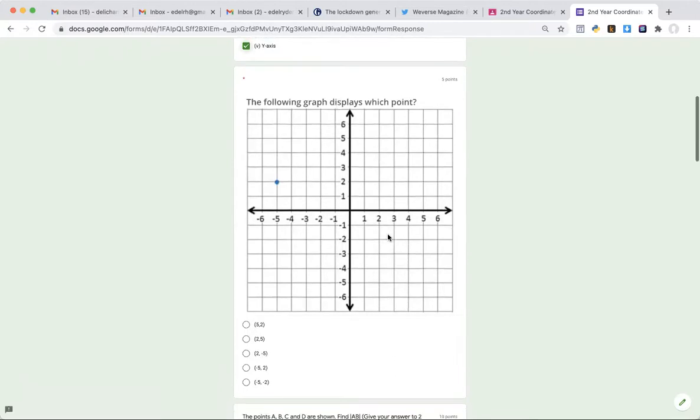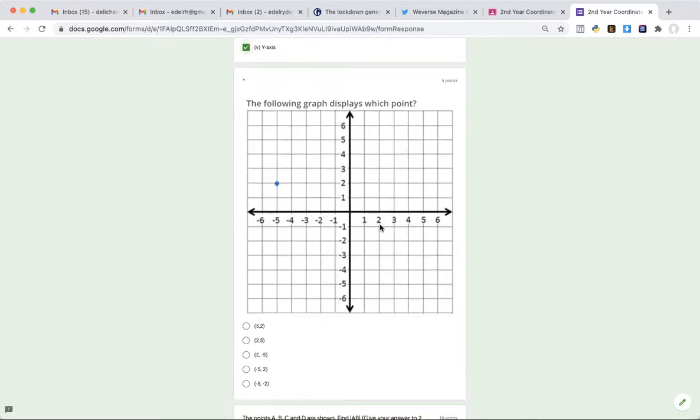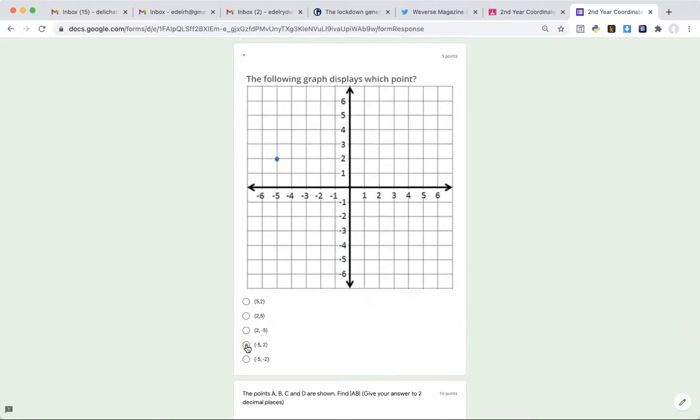Now, this graph displays which point, so you have to identify the coordinates. We look at the x value first, which is -5, and then the y value, which is 2. So -5, 2 was the correct answer here.